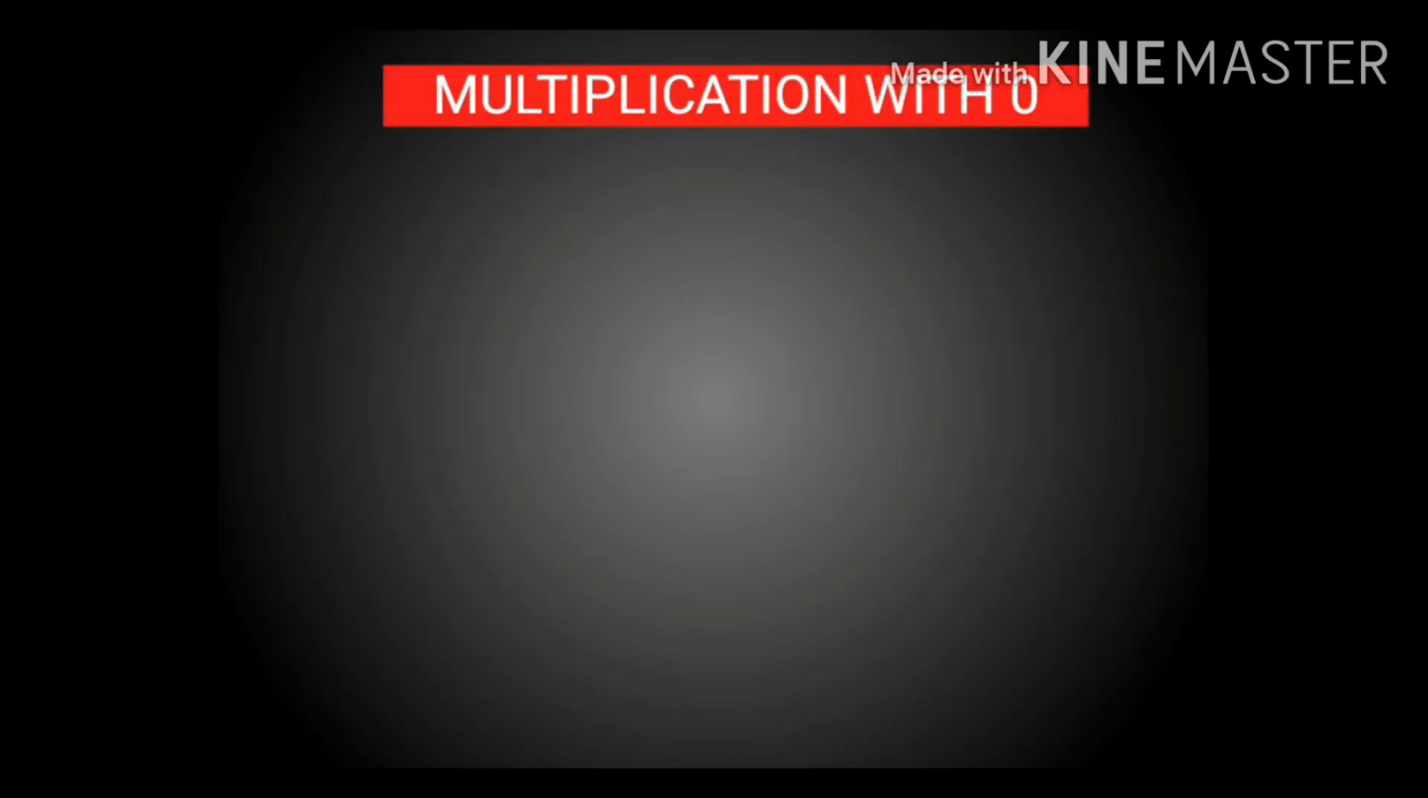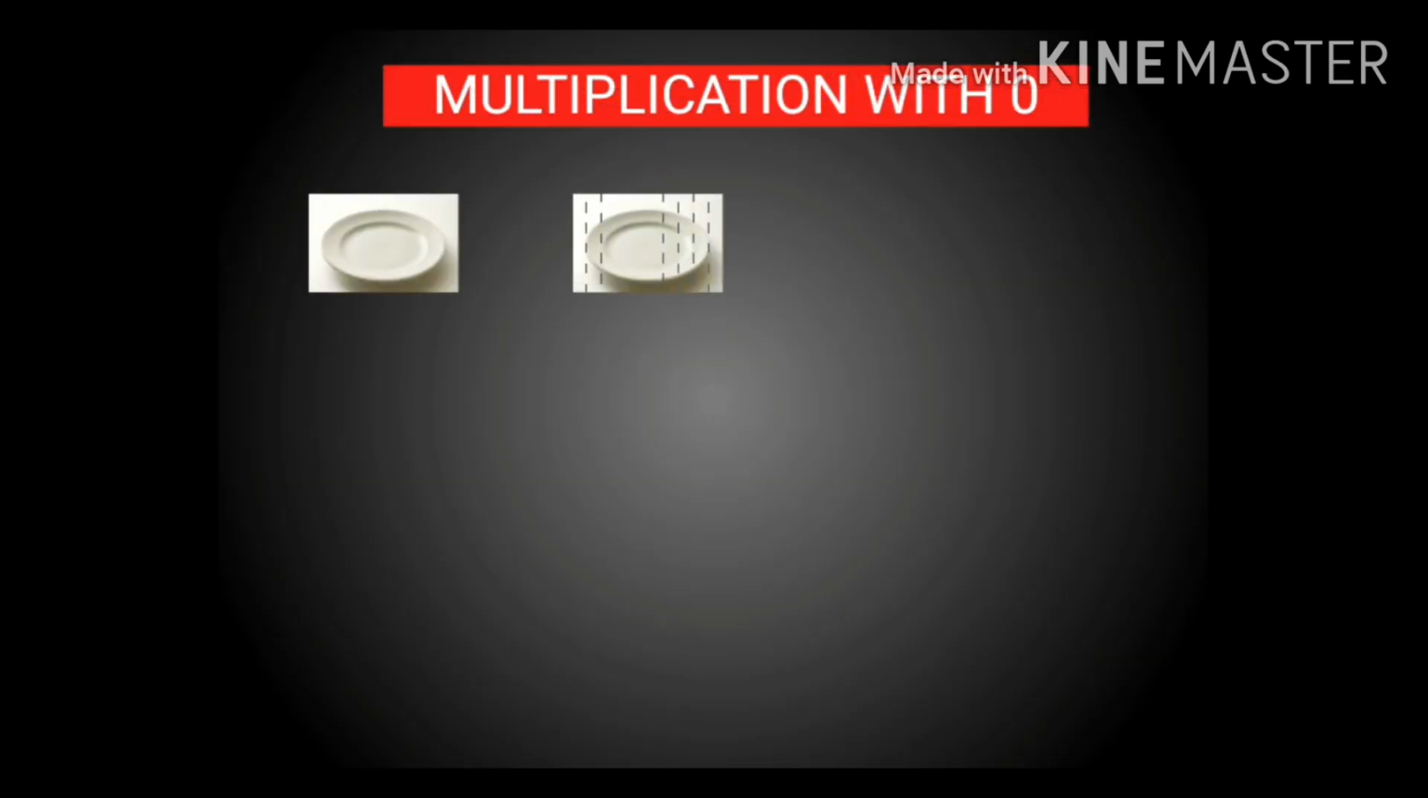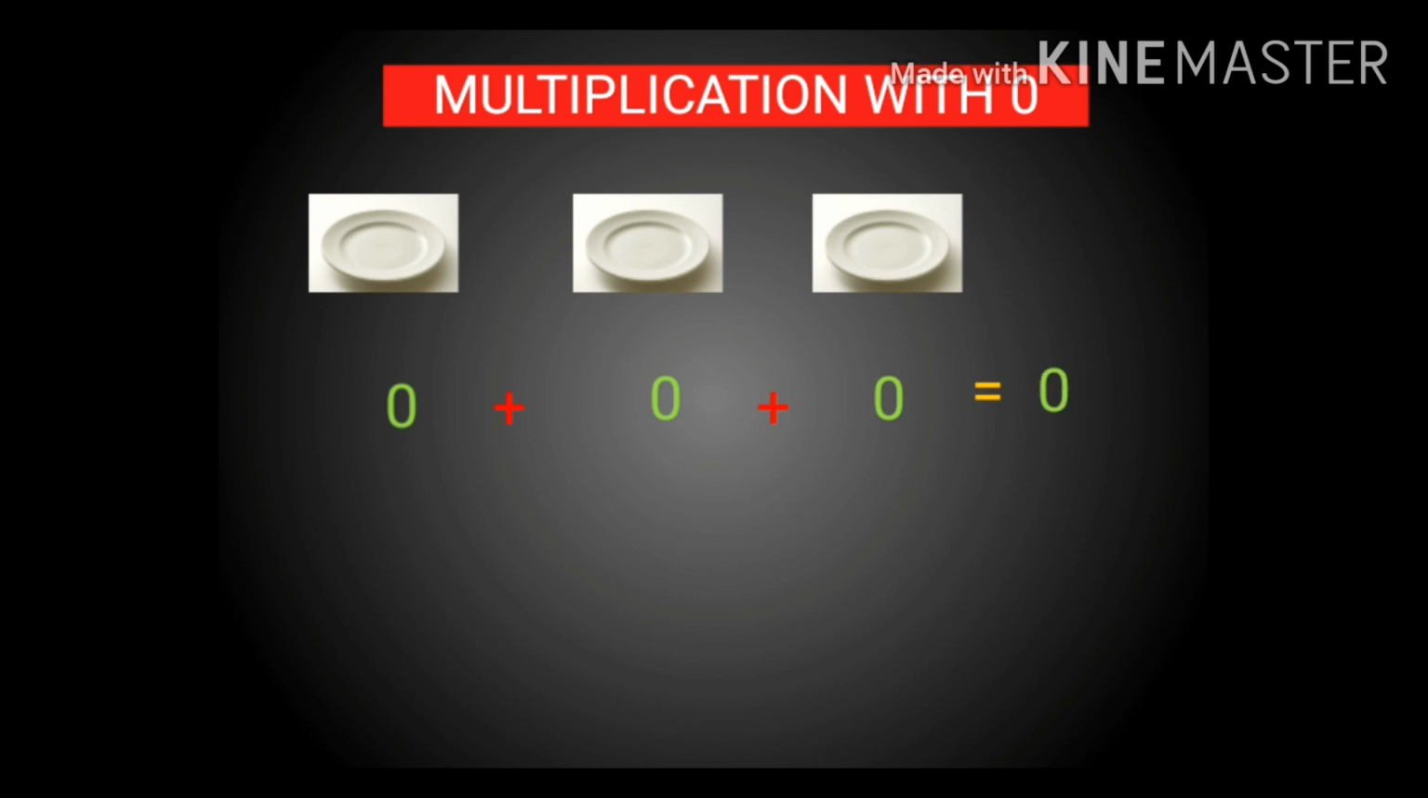How to multiply a number with 0? Let us consider the plates here. Here we can see that nothing is there in the plate. So, what will we write? 0 plus 0 plus 0. And that is always equal to 0. So, 0 plus 0 plus 0 is equal to 0.